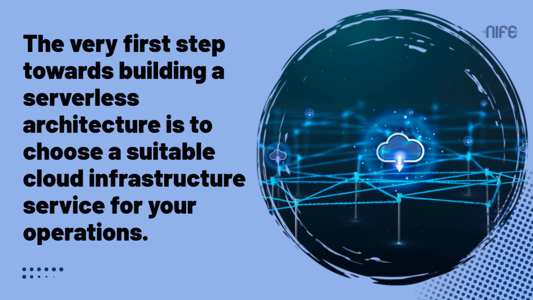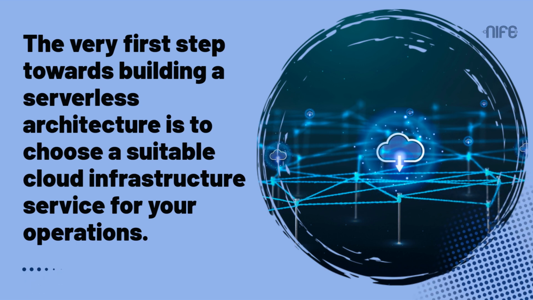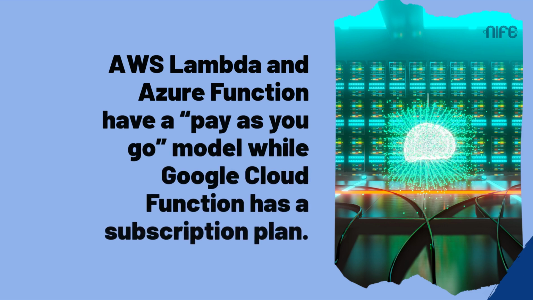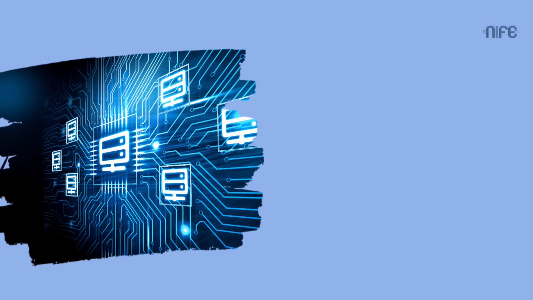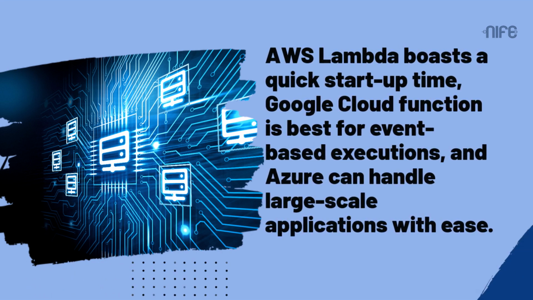The very first step towards building a serverless architecture is to choose a suitable cloud infrastructure service for your operations. AWS Lambda and Azure Function have a pay-as-you-go model, while Google Cloud Function has a subscription plan. AWS Lambda boasts a quick startup time, Google Cloud Function is best for event-based executions, and Azure can handle large-scale applications with ease.